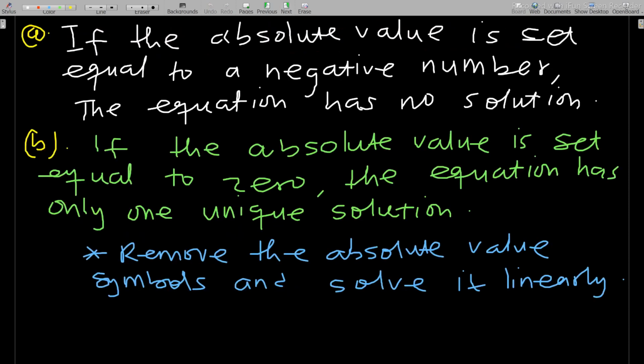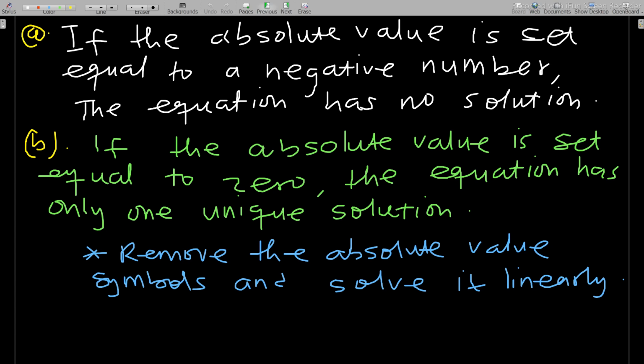If the absolute value is set equal to a negative number, the equation has no solution. This is because, as I said, absolute value will always yield a positive number or 0. It will never yield something that is less than 0.